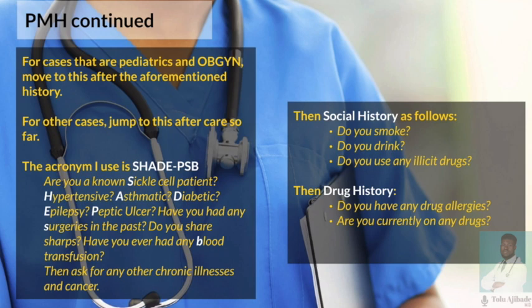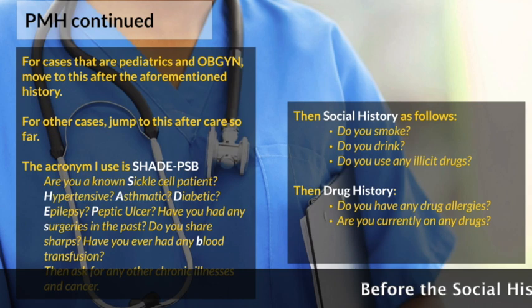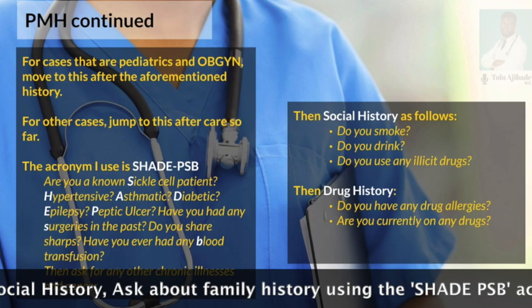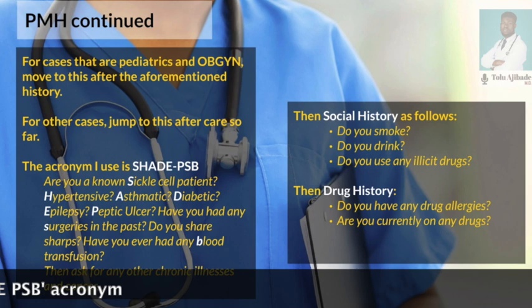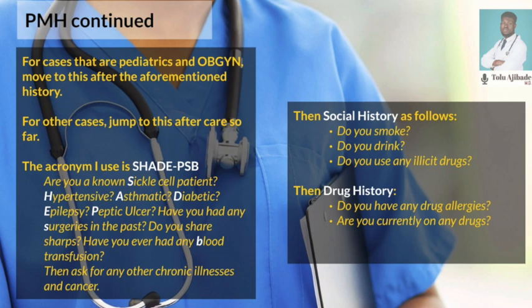Don't forget the question on surgery, because that counts as a whole section, which is past surgical history. Then ask for any other chronic diseases and cancer. So that's that for that section. And then you go to the social history and the drug history. For social history, you ask, do you smoke, do you drink, do you use any illicit drugs? For social history of a baby, you could ask, do people smoke around this child? Has this child ever been exposed to the use of alcohol?